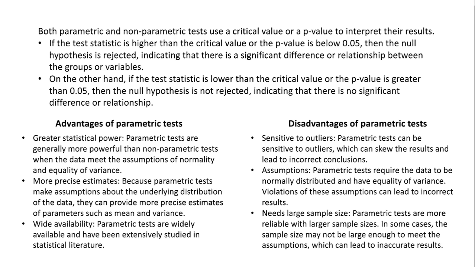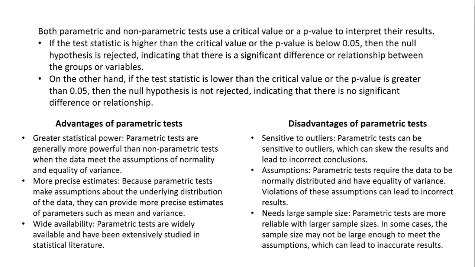Advantages and disadvantages of parametric and non-parametric tests. Advantages of parametric tests. Greater statistical power. Parametric tests are generally more powerful than non-parametric tests when the data meet the assumptions of normality and equality of variance. More precise estimates. Because parametric tests make assumptions about the underlying distribution of the data, they can provide more precise estimates of parameters such as mean and variance. Wide availability. Parametric tests are widely available and have been extensively studied in statistical literature.